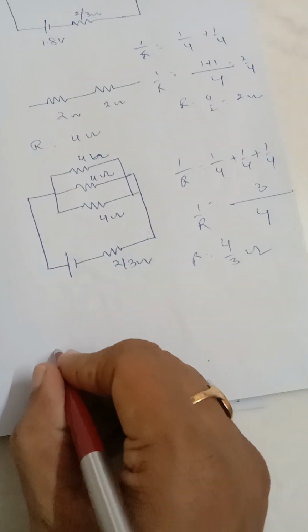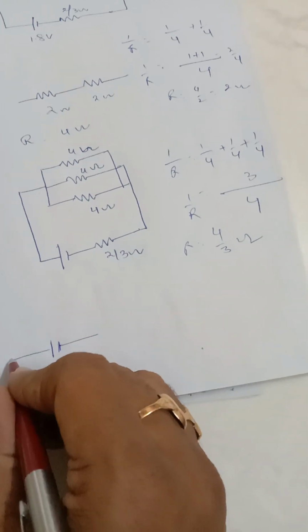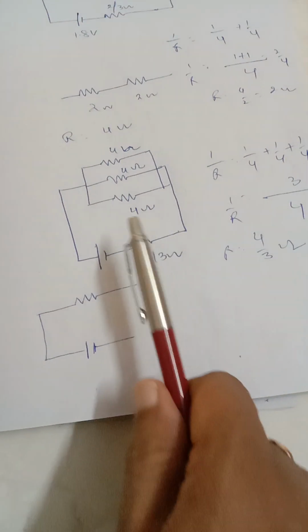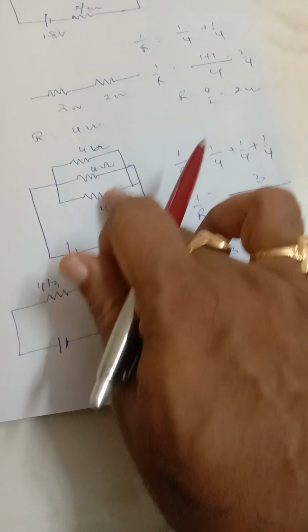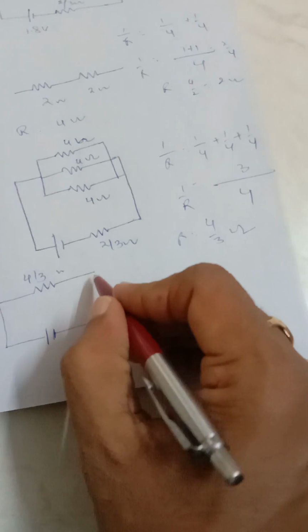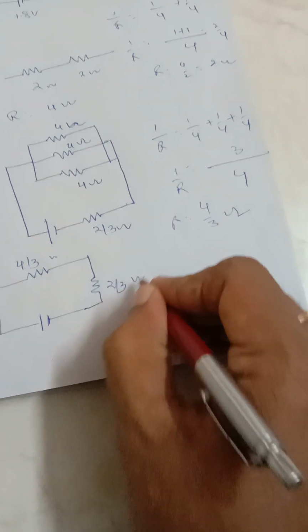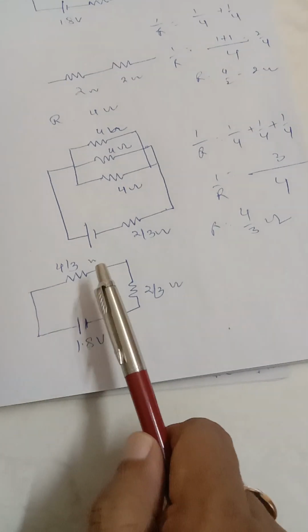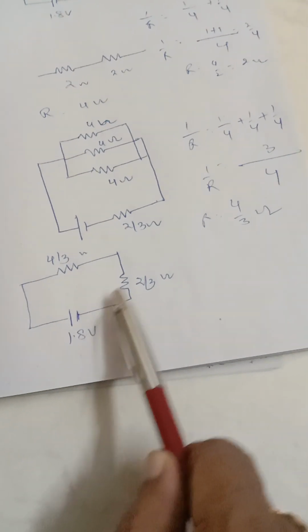Now I will draw one more equivalent circuit. If you are able to do it without drawing the equivalent circuit, you can do it roughly, no problem. But this is 4 by 3 ohms. Now one more 2 by 3 ohms is left here, and the battery is 1.8 volts. Now this 4 by 3 ohms is in series with 2 by 3 ohms.